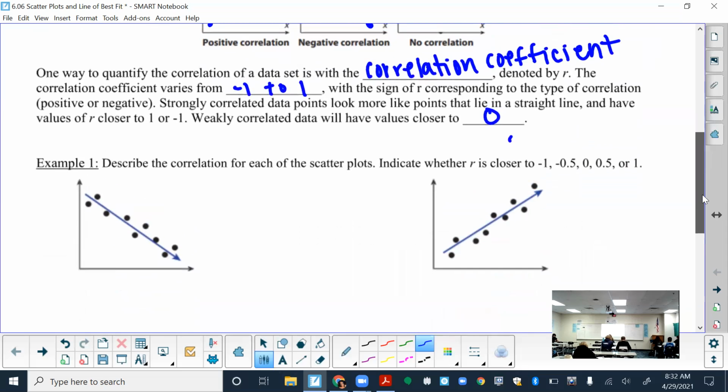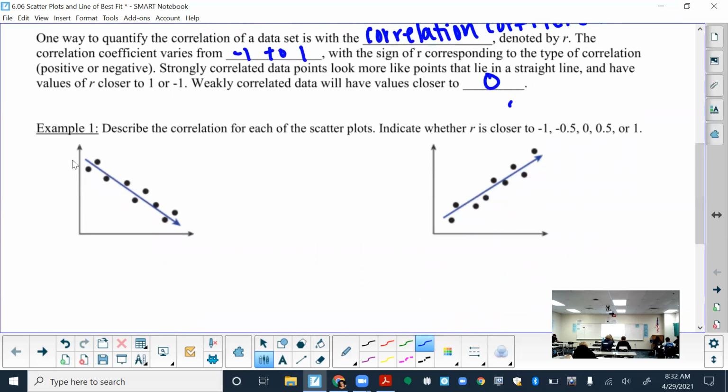All right, so we're going to apply what we just learned to these scatter plots. And these ones have what are called line of best fits drawn through them. So the actual data points are the dots, not necessarily the line. So for this first one, how would you describe the correlation? Positive, negative, or no correlation? Negative. It is definitely negative. And would you say that this is a strong negative or a weak negative? Strong, right? And how do you know that?